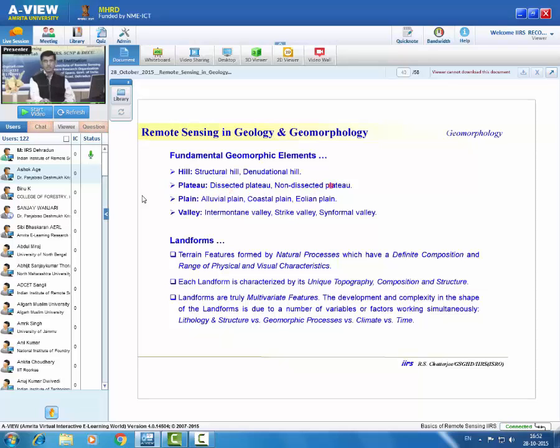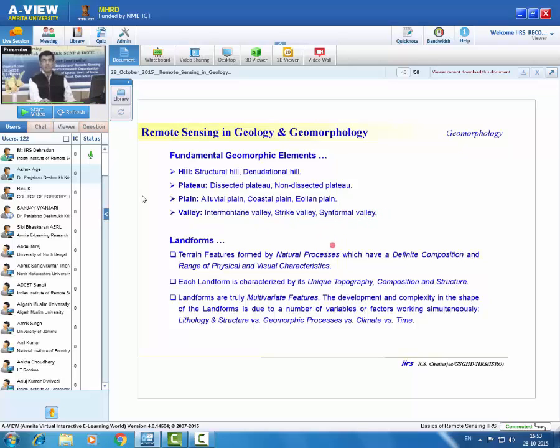Plateau can be dissected plateau, it can be non-dissected plateau, whereas hill can be structural hill, it can be denudational hill, and plain can be alluvial plain, coastal plain, aeolian plain, depending on the process which is responsible for the formation or development of this particular plain. Valley may be intermountain valley, strike valley, synformal valley.